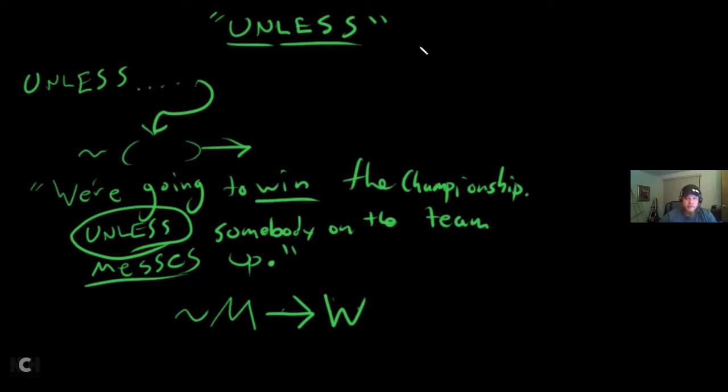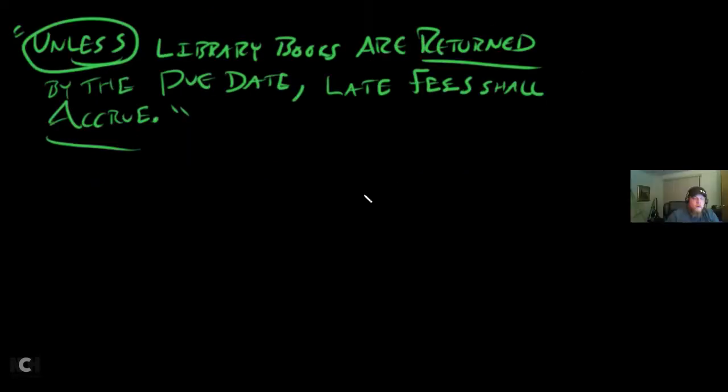Unless basically means the same thing as if not. So if somebody doesn't mess up, then we're going to win the championship. So unless somebody messes up, we're going to win the championship. Both of those mean the same thing. And so that's what unless means. Okay, let's take a look at another example with unless.